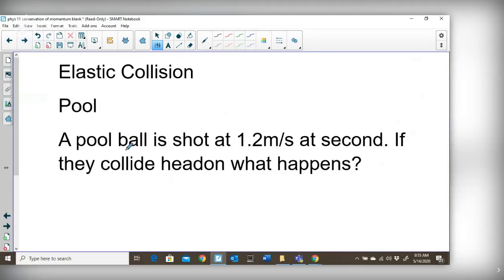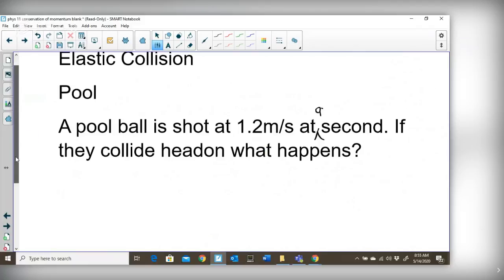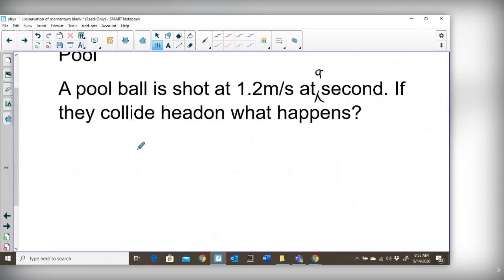All right. So let's first begin with elastic collisions, and let's go through an example from pool. A pool ball is shot at 1.2 meters per second at a second pool ball. If they collide head-on, what happens? Well, seemingly there's some information missing. So let's talk about m1v1 plus m2v2. The second has a velocity that's equal to 0. That's one thing I forgot. So m1v1 prime plus m2v2 prime.